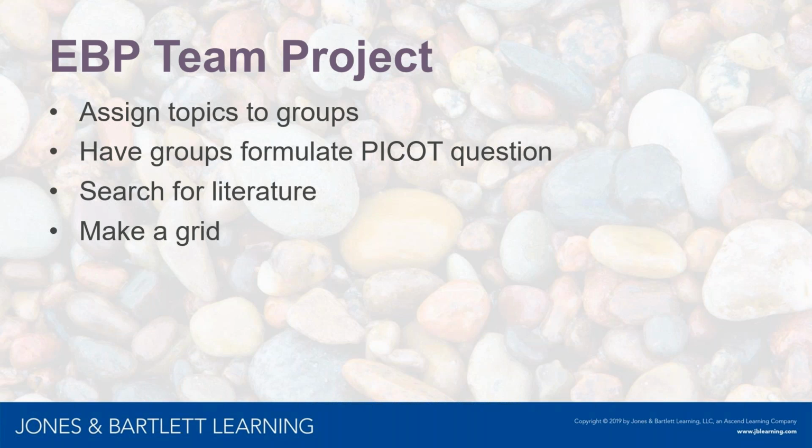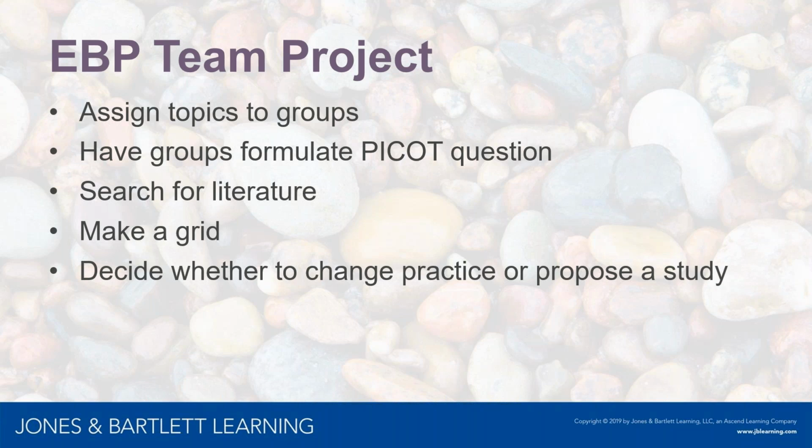Students complete a grid for their group project as they progress through the course. Once grids are complete, students make a decision about whether there is enough evidence to change practice. If there is, they write a nursing policy, create a plan for implementation, and identify outcomes to measure to assure that their change is effective. If there is not sufficient evidence to change practice, they write an abstract outlining a research proposal to collect more evidence. The project culminates in a poster that students create about their EBP project.